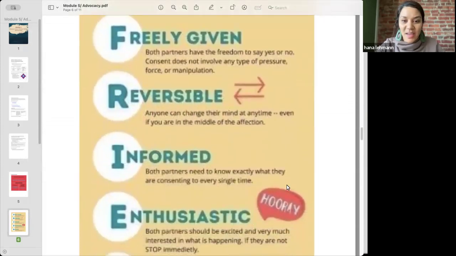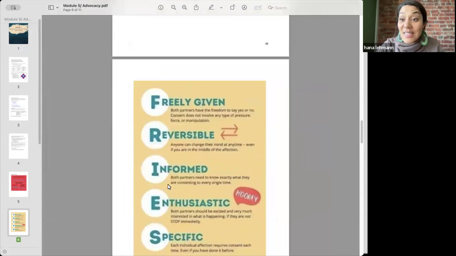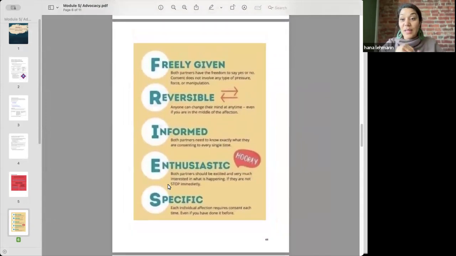I also like this thing called consent FRIES to remind us and remind your clients what true consent really looks like. So consent is F, freely given. So they always have the opportunity to say yes or no in the process, right? R, reversible. So let's say they say, I'm okay with you breaking my waters. And then the provider comes back a few minutes later to break their water and they say, actually, I've changed my mind. That is something to be respected. So their decision is reversible.